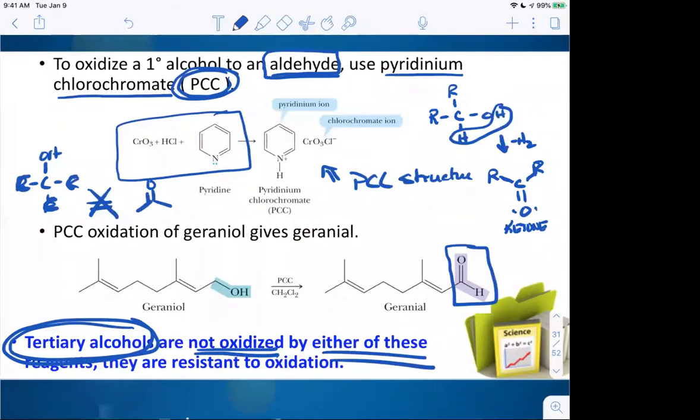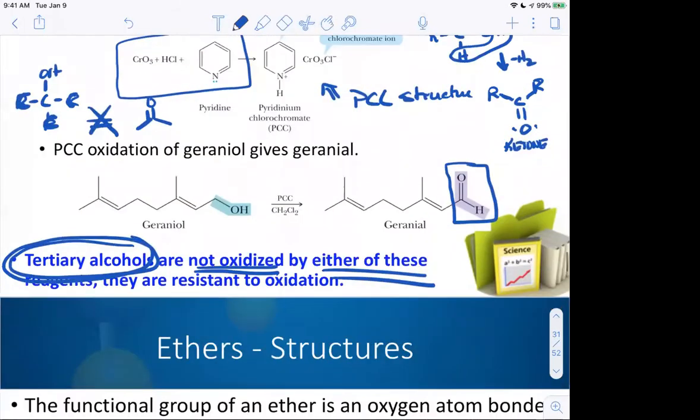Make sure you understand these differences, because these oxidation reactions are really prevalent in organic chemistry and an important way to manipulate functional groups. I can go from an alcohol to a ketone, an alcohol to an aldehyde, and an alcohol, if it's primary, to the carboxylic acid. And I'm limited with what I can do with tertiary alcohols. So all of that should be known.